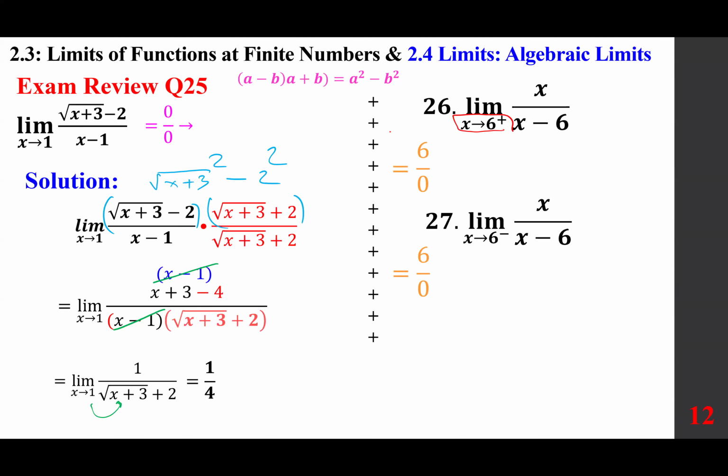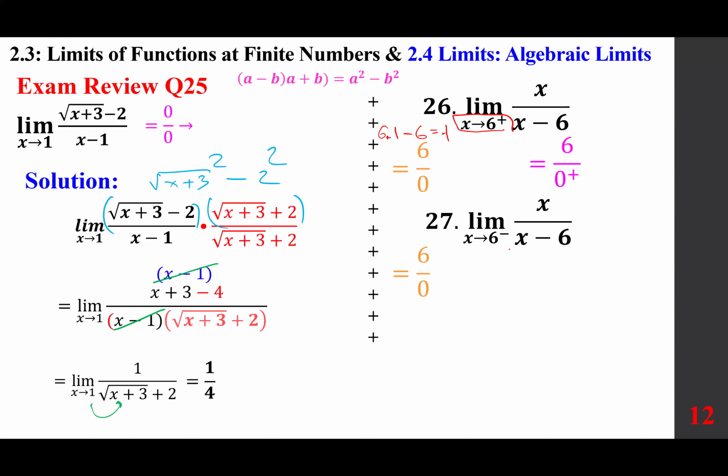6 from the right, for example, 6.1. You can even write 7 minus 6. So it's 0.1, meaning we know it's from the right, and it makes it 6 over 0 from the right. And that's really the key.